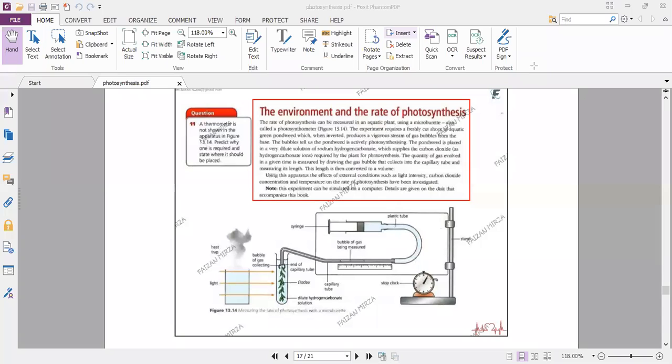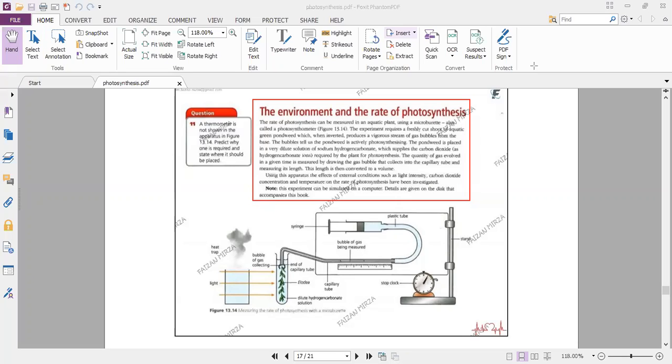Once the setup is arranged, our gas syringe will be pushed to the lowest, which means it will not have any gas collected at that time. We'll allow this setup to stay like this for 2 minutes so that the plant gets adjusted, or acclimatized, to the new environment. Now we turn on our stopwatch, and this time is 0 seconds, and we allow photosynthesis to occur.